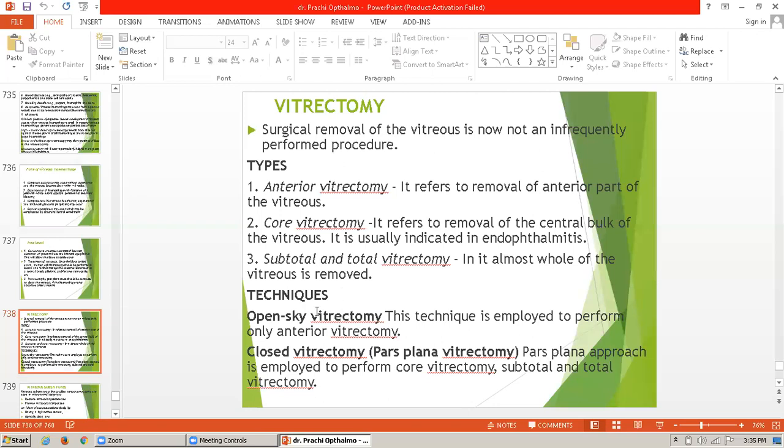Techniques used in vitrectomy are open sky vitrectomy and closed vitrectomy. Open sky vitrectomy is employed to perform only anterior vitrectomy. Closed vitrectomy, that is pars plana vitrectomy, employs the pars plana approach to perform core vitrectomy and subtotal and total vitrectomy.